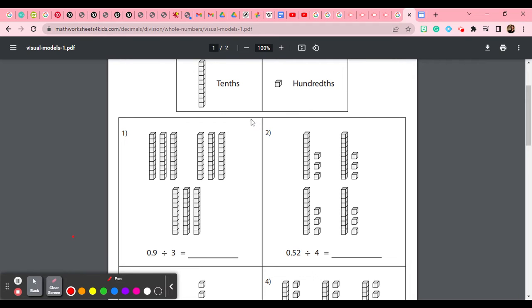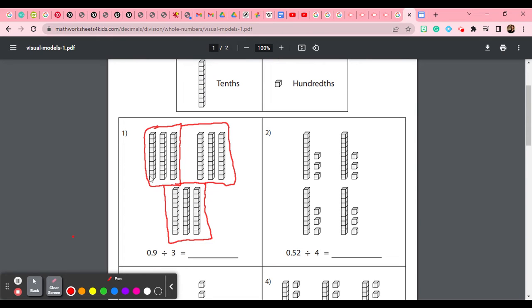Okay, so let's take a look right up here. We have these blocks with 10, these are worth tenths, and then an individual block of 1 is worth a hundredth. Okay, so let's look at number 1. We're showing 0.9, which is 9 tenths, divided by 3. Notice we have 3 groups. This is a group. This is a group. And this is a group. So we have 3 groups. That's our 3 we're dividing by.